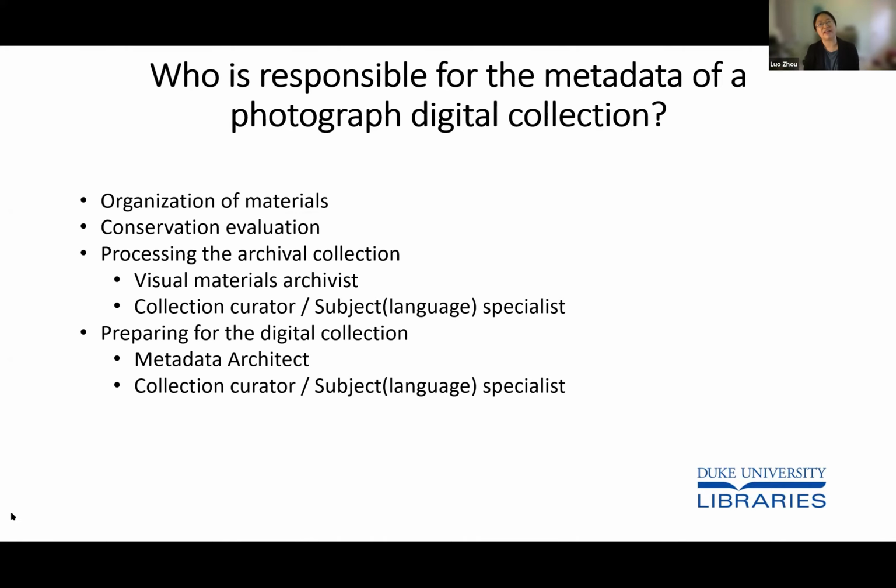And usually there's a time in between when the finding aid is finished and the digital collection is released, at least 6 months or sometimes as long as a couple of years. So when it is time to be ready to be scanned and released as a digital collection, I then work with a metadata librarian to revisit the metadata to see if we need to do any updates and add new fields to prepare for the digital collection. So just to give you the idea of the process here.